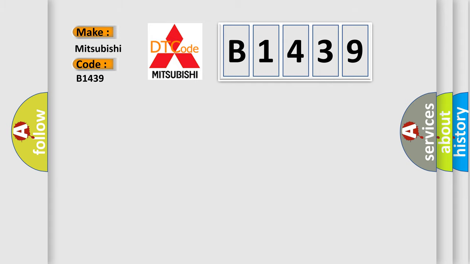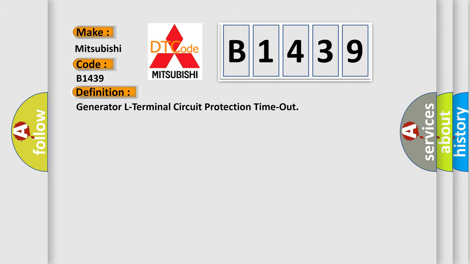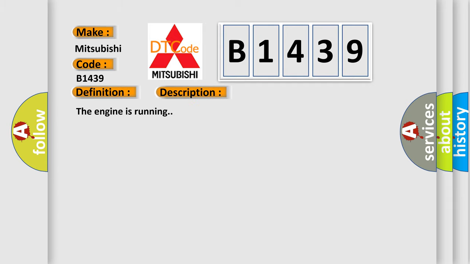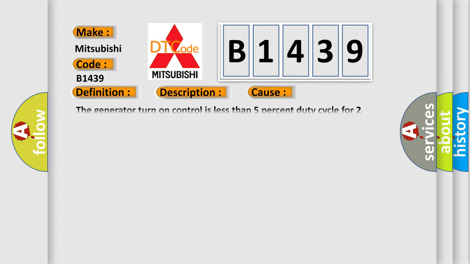B1439 interpret specifically for Mitsubishi car manufacturers? The basic definition is generator L terminal circuit protection timeout. And now this is a short description of this DTC code. The engine is running. This diagnostic error occurs most often in these cases: the generator turn-on control is less than 5% duty cycle for 2 minutes.